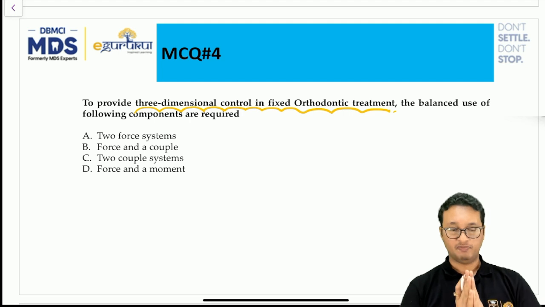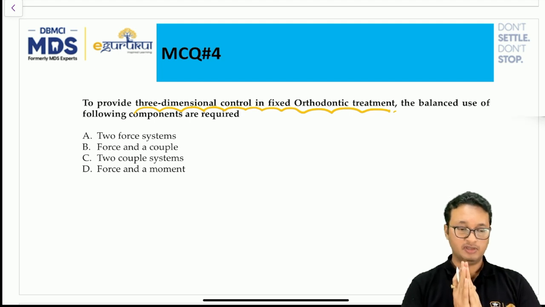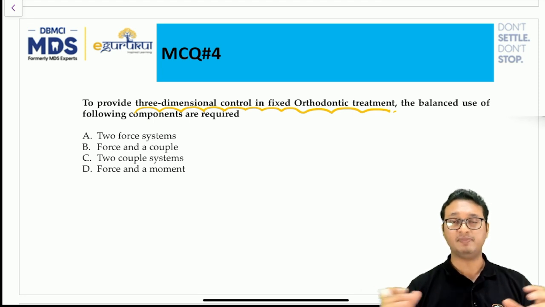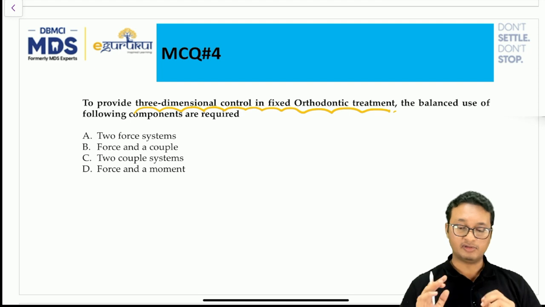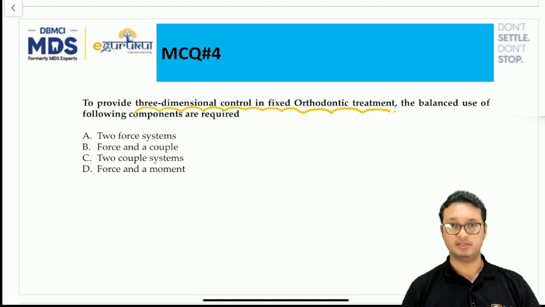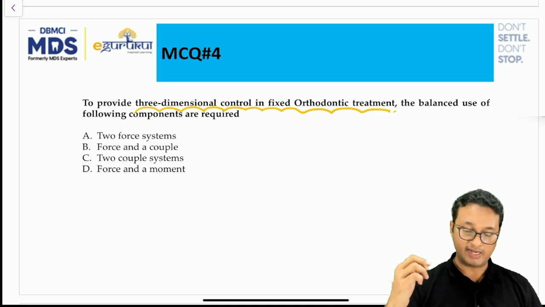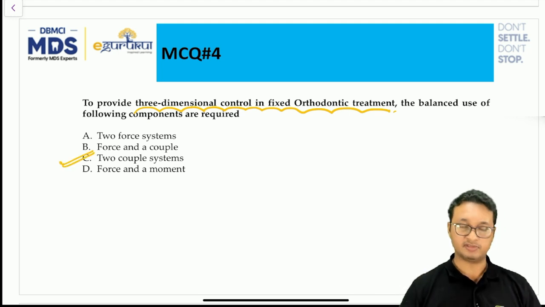We should regulate the mechanics of the teeth in such a way that the orthodontist is able to control the movement of the teeth in all 3 planes of space, in all 3 dimensions of space. That means the orthodontist should have full control of the movement of the teeth, and that is possible only and only when we incorporate a 2 couple system into the fixed orthodontic brackets.